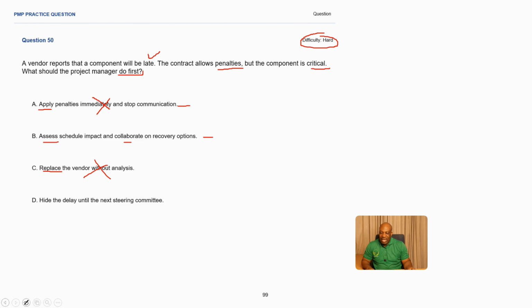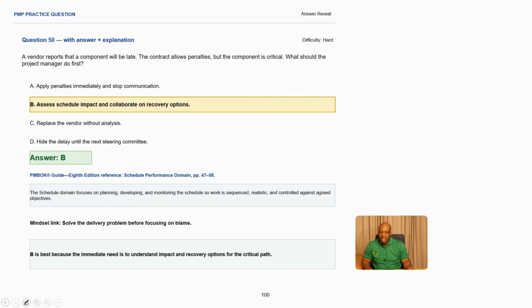D, hide the delay until the next steering committee. This is about ethics. Don't hide anything in a project. Make sure everything is transparent. So we eliminate this one, making B the best answer in this scenario. So B is the best answer. You need to assess and also collaborate.